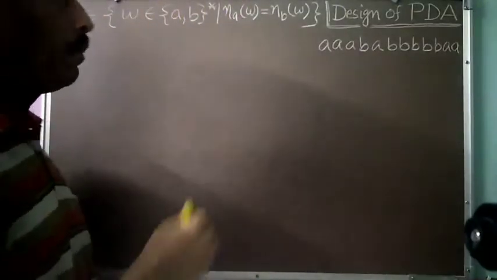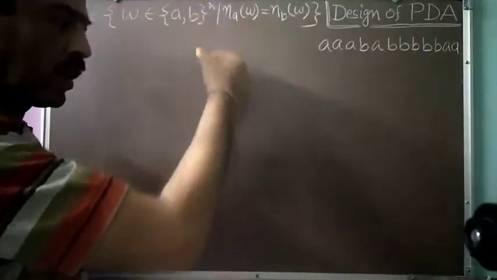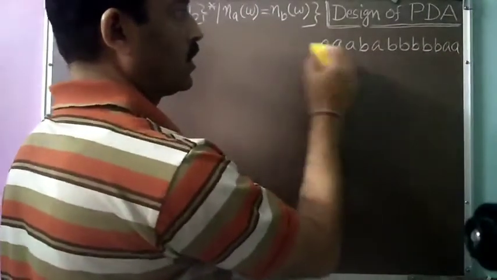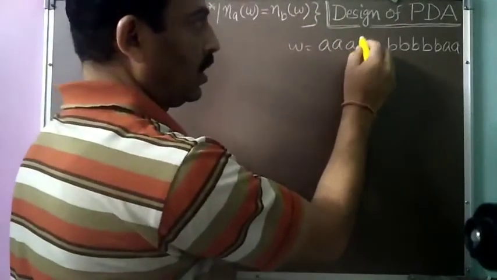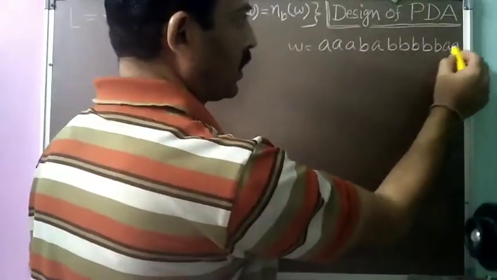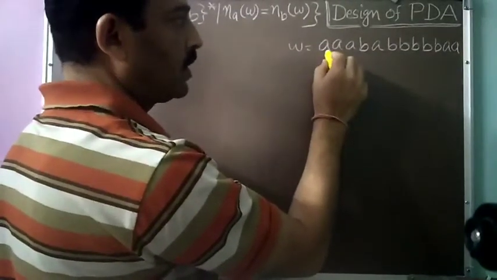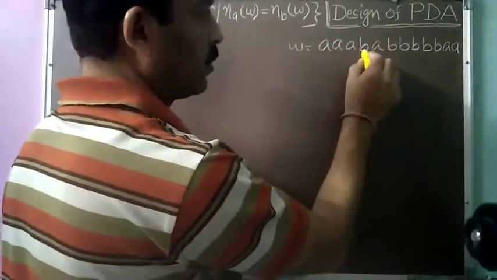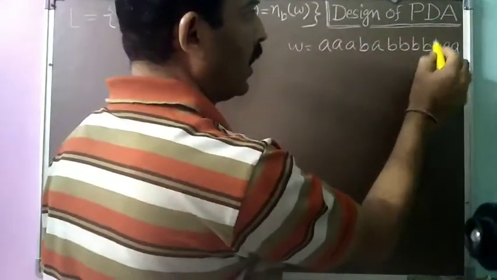So let us take one example to understand what should be the strategy for writing the transitions for this particular problem. Suppose this is our word W. So here it is A, single B, then A, then B, some number of times, and then A. So we can see here number of A's are equal to number of B's: 1, 2, 3, 4, 5 and 6 A's, and similarly B's, if we count 1, 2, 3, 4, 5 and 6 B's are there.